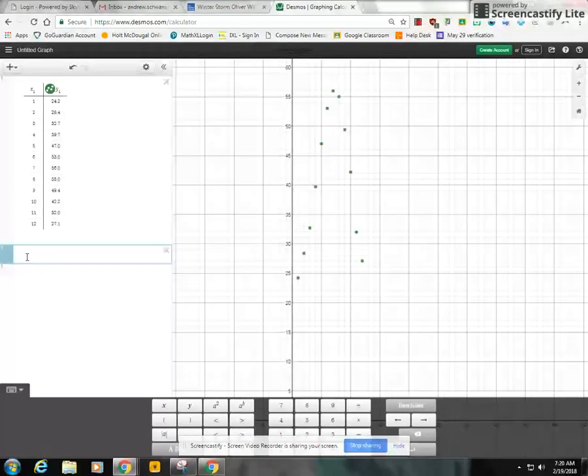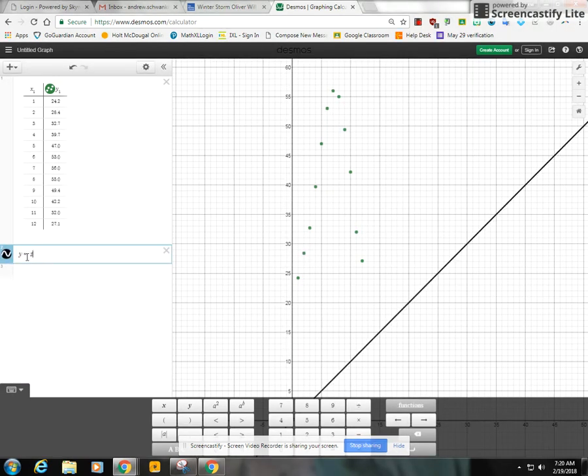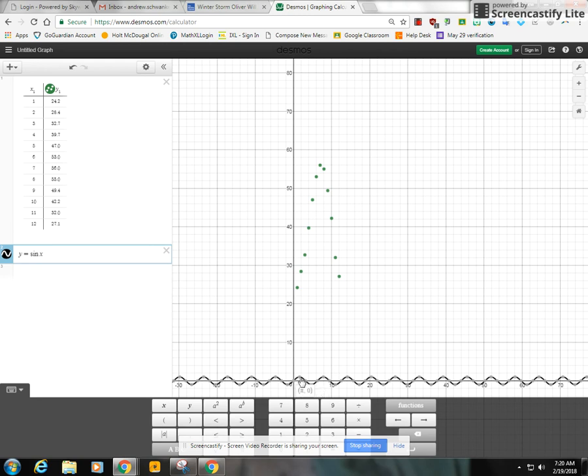So let's start by getting the sine function y equals the sine of x. And if you notice, it's way down here where we would expect it, but our values are up here. So we need to get this sine graph to match this set of data here.